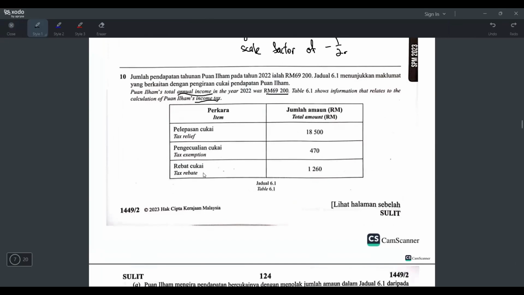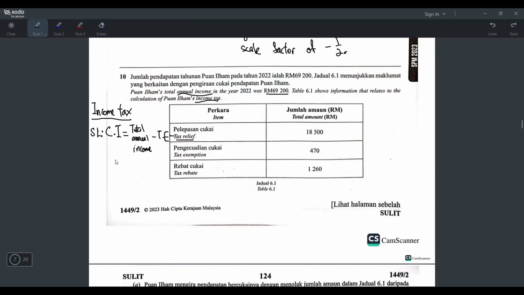Okay, so let me give you the notes for income tax first. So what is the step to calculate income tax? Apa step dia? So we have step 1. Step 1, you will take your chargeable income, ataupun dalam bahasa Melayu pendapatan bercukai, minus the tax exemption, minus the tax relief. So first step is to calculate chargeable income: you have to take the total annual income, and then minus tax exemption, and then minus tax relief. Okay, this is step 1.